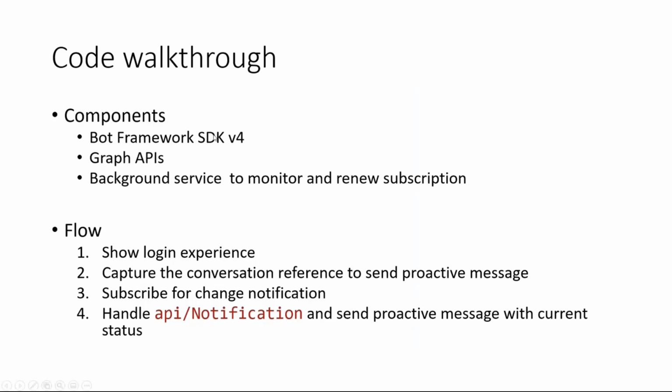Moving on to the code walkthrough. Component-wise, we're using Bot SDK v4, Graph API components, and also a background service to monitor and renew the subscription. Note that the subscriptions are time-bound. For presence, it's valid only for 1 hour. After 1 hour, it expires, so you need to renew those subscriptions.